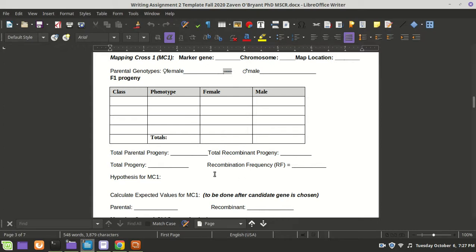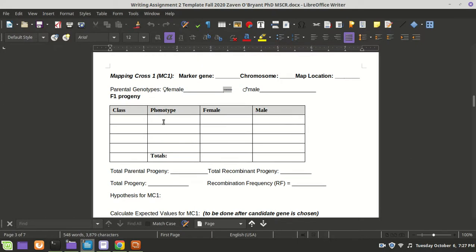And so you calculate these oddballs, the ones that, if it worked really the way Mendel said, I shouldn't get. But you do get these, and you have to figure out how many of those you get, and that's going to tell you something about the distance between these genes. And that's what we're trying to do here.